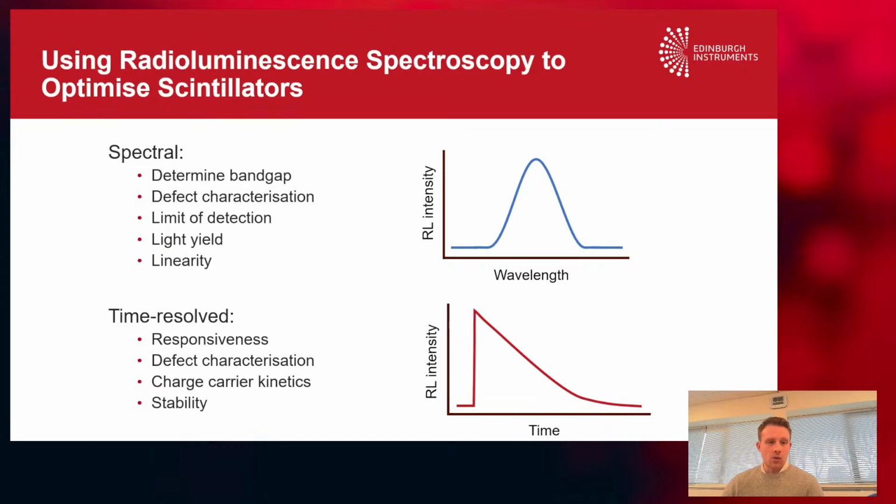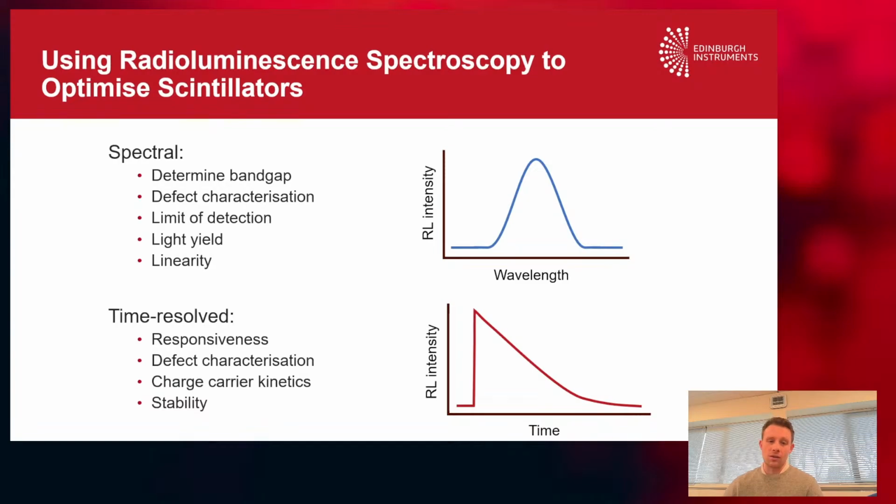So we can also use radioluminescent spectroscopy to try and improve the properties of scintillators. And we can do spectral and time resolved measurements. So when we're doing spectral measurements, this will allow us to determine the band gap of the scintillators and also give us information about defects or dopants. It will also allow us to determine the limit of detection. So what is the smallest amount of ionizing radiation that the scintillator is able to reliably detect?